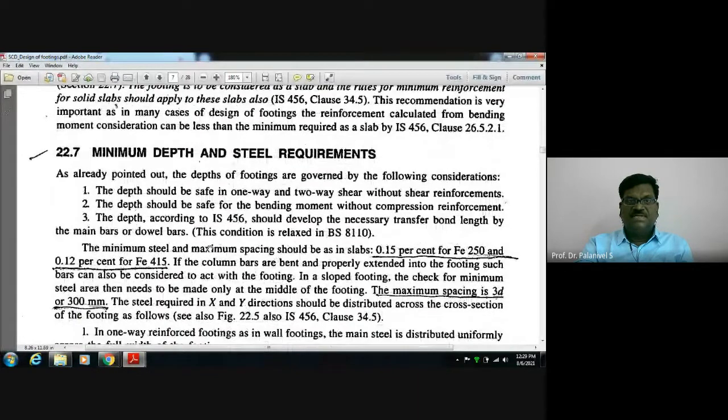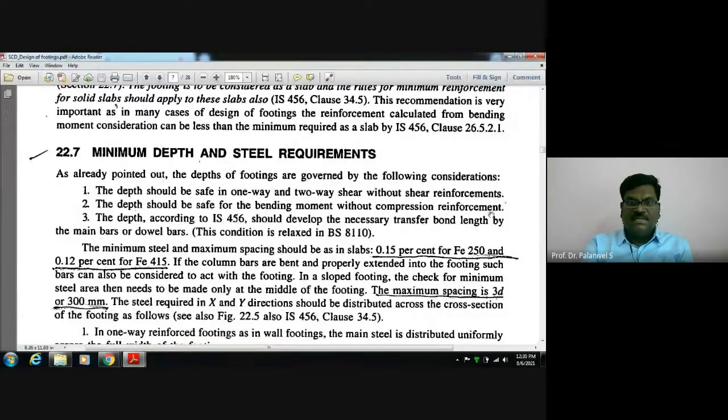Other minimum depth and steel requirements are already code provisions, which you are already aware of. As already pointed out, the depth of footing is governed by the following considerations. The depth should be safe in one-way and two-way shear without shear reinforcement. That's what I told you. You have to determine the effective depth required from that point of view. The depth should also be safe for bending moment without compression steel. Okay, the depth should be safe for bending moment without compression reinforcement. That also we are going to see there.